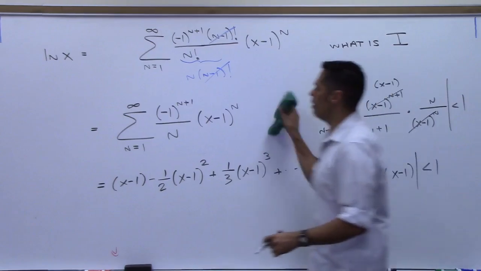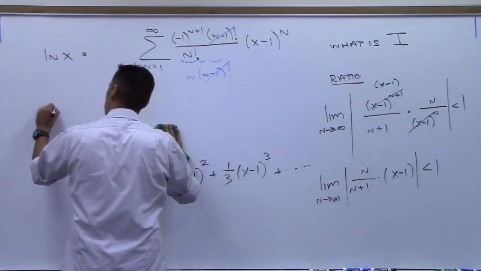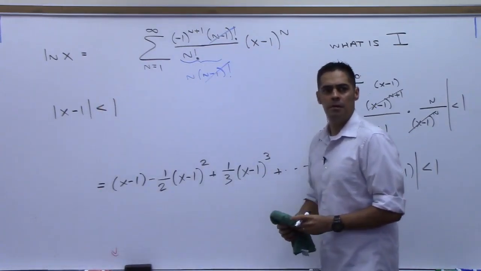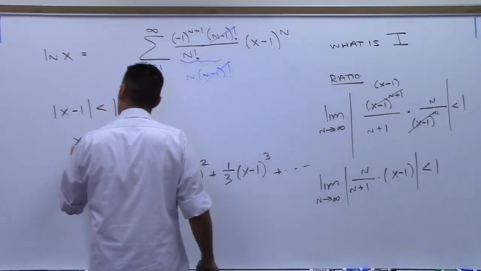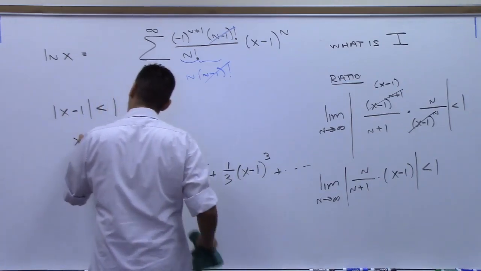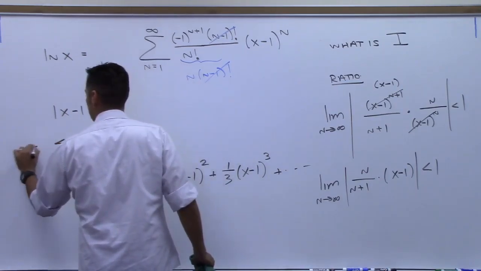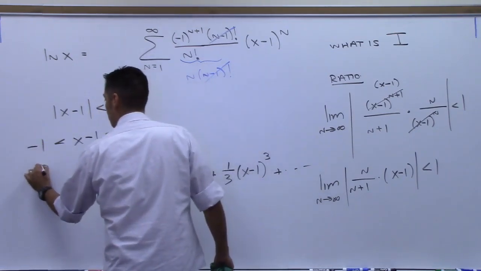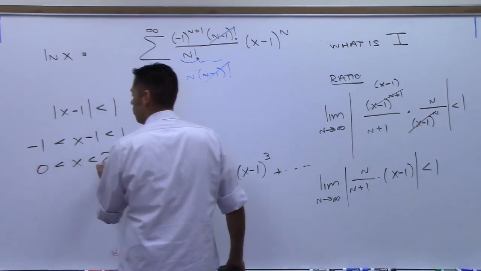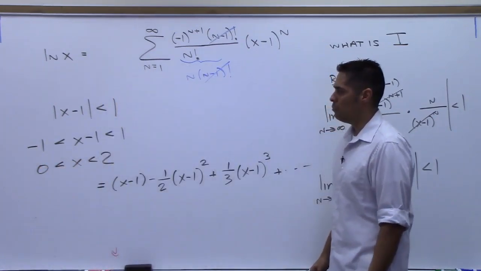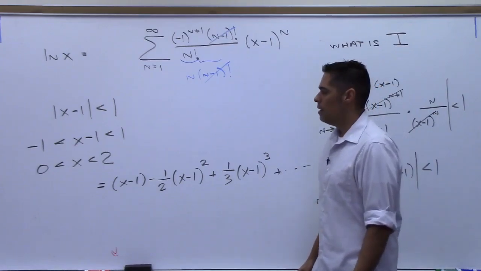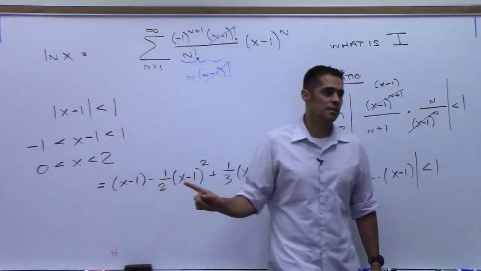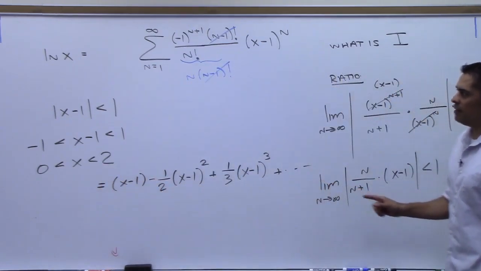And so here's where we are. We have that the absolute value of x minus 1 is less than 1, which means that x minus 1 must be less than 1 but greater than negative 1, which means that 0 is less than x is less than 2, right? Adding 1 to both sides. And you would still need to check the endpoints, right? You would have to check the endpoints.